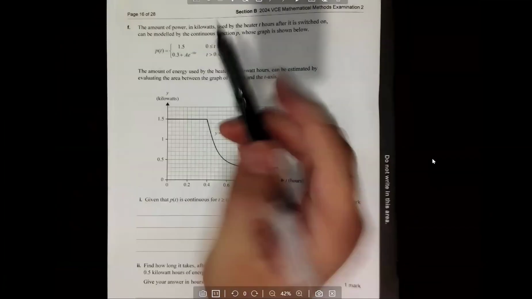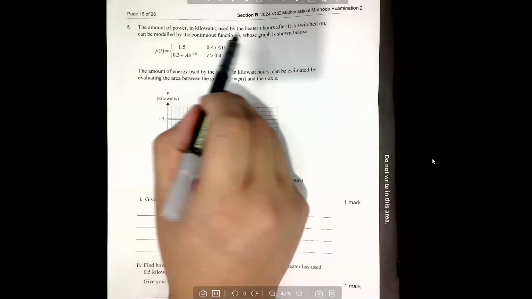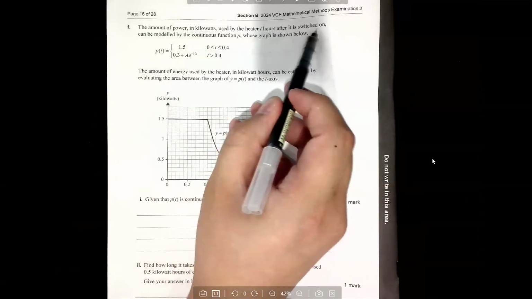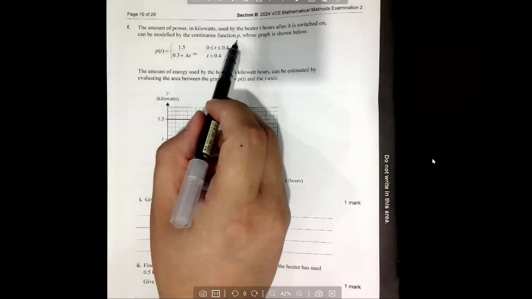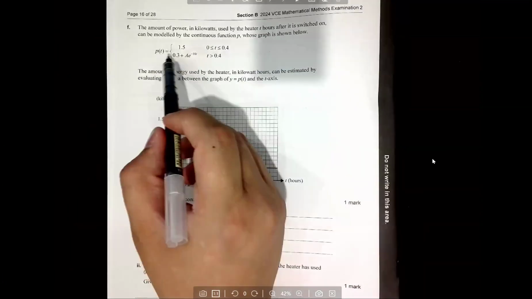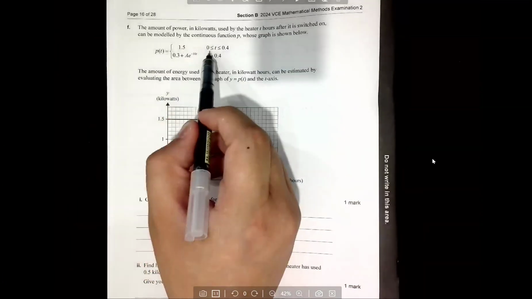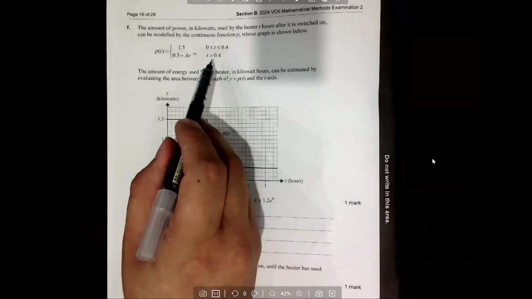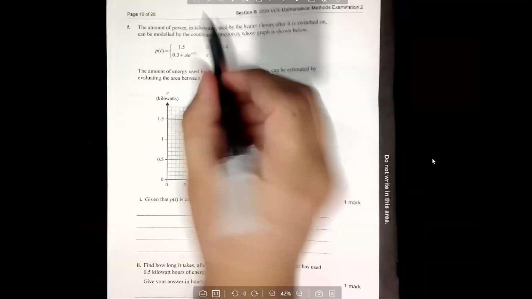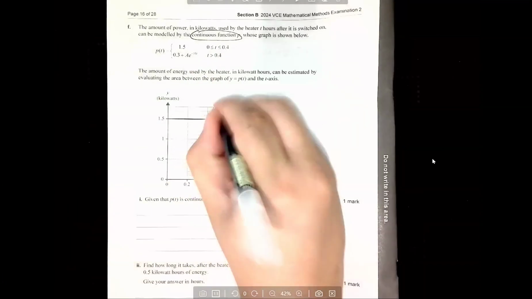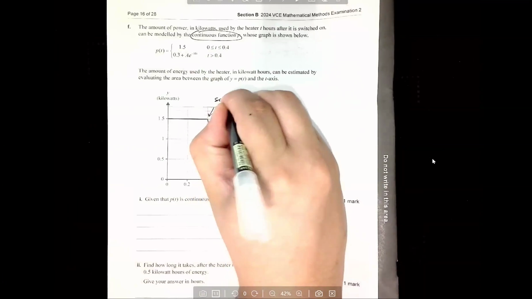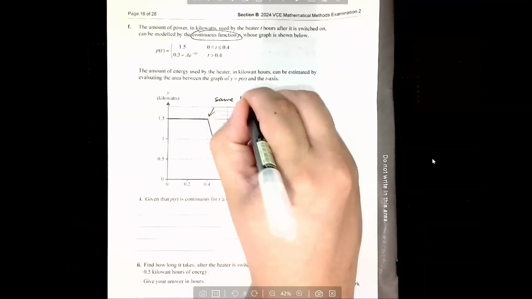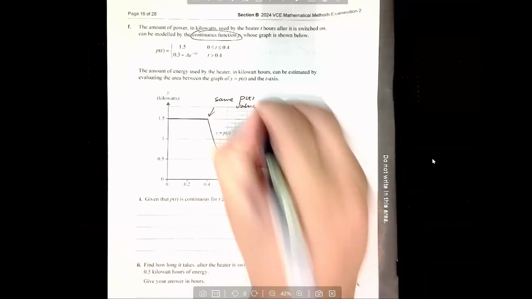Okay, the amount of power in kilowatts used by the heater t hours after it is switched on can be modeled by the continuous function P, whose graph is shown below. P of t is 1.5 between 0 and 0.4, which is a horizontal line here. And another part is an exponential function, 0.3 plus a times e to the power negative 10t, for t greater than 0.4. This is a continuous function. That means at this sharp point, we have the same P of t value, okay?